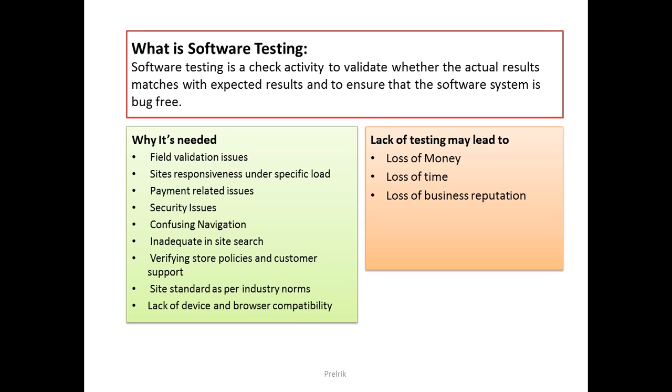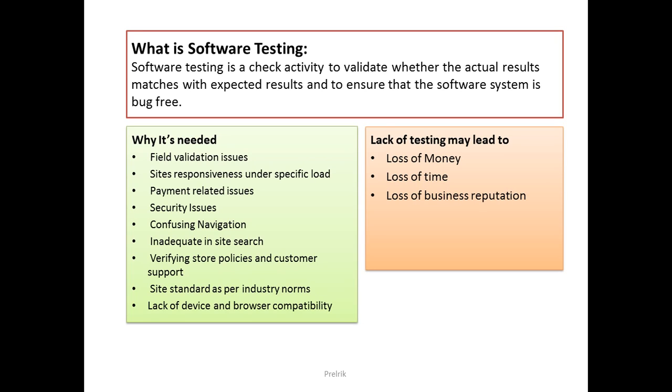So what is this? I'm sorry. So field validation issues: something like you're registering yourself, signing up on any website, and in the age column you are putting a value like 200, and you are putting integer values in the name field. This is something that your form should detect at the client level, which is called field validation issues. Then site responsiveness under specific load.